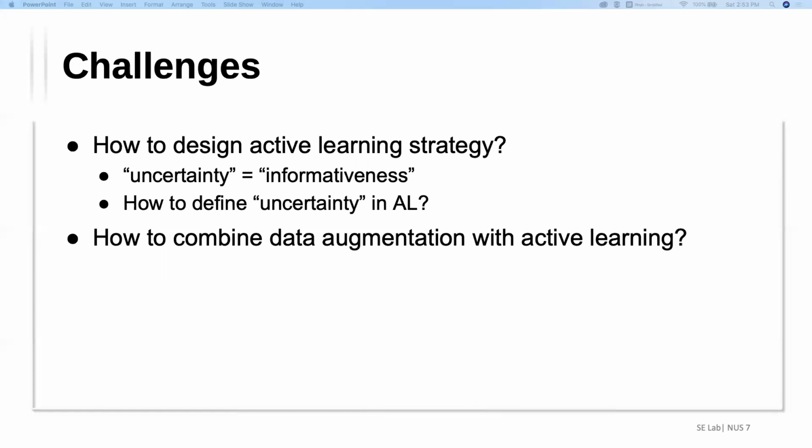And the second challenge is, how do we combine data augmentation with active learning? It means that one of the contributions of this paper is that they maybe propose a more novel way to define informativeness. No, I think the combination of data augmentation with active learning is the contribution here. Okay. But the definition of informativeness is coming from previous work.